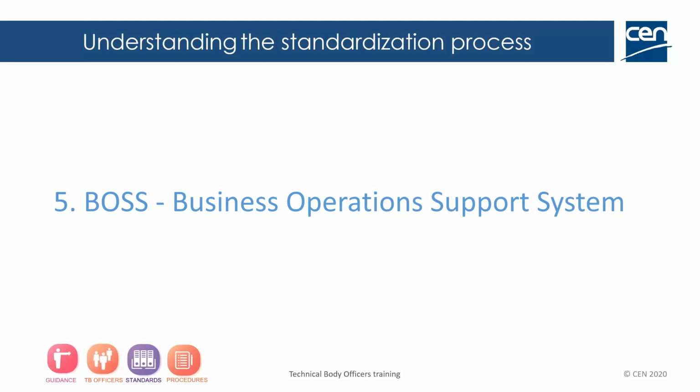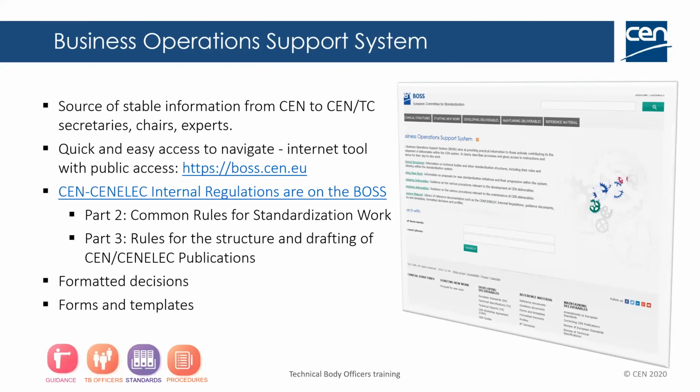All right. So now we move to the BOSS, the Business Operations Support System, which provides, as I said at the introduction of this presentation, practical information for those of you actively contributing to the development of standards and other deliverables in CEN. It also describes processes and gives access to instructions and guidance for your day-to-day work. So basically, it's a quite stable source of information regarding the standardization rules and procedures.